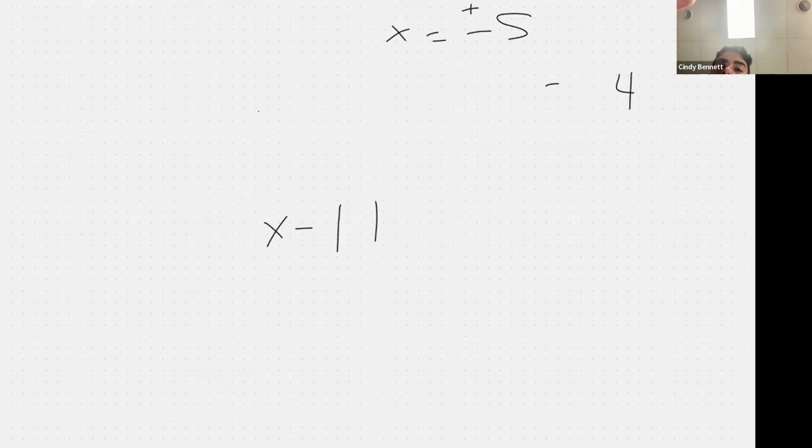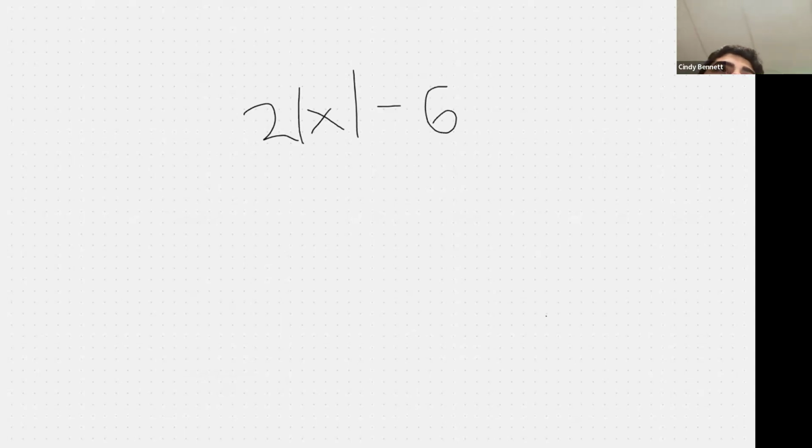Okay. So now we're on number 17. 2 absolute value x minus 6 equals negative 4. So first, you're going to isolate the absolute value sign. Are you going to add 6 to both sides? Add 6, yes.